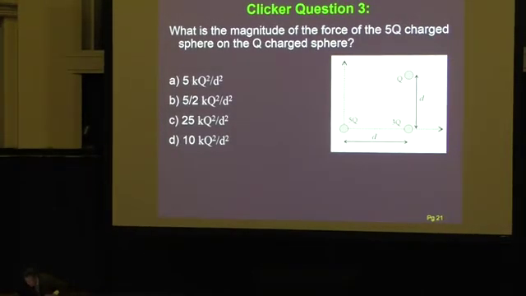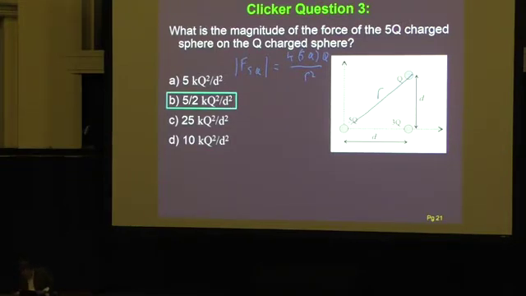I think I agree with the majority here, so that's pretty good. So we did pretty good on this one, I would say. And so it is choice B. And so writing this out, in a similar fashion to what we just did, F on 5Q, so this would be our K constant, 5Q is the one charge, Q is the other, and I'm going to leave this as r. And of course r is this distance right here.